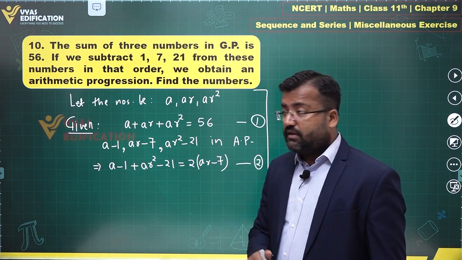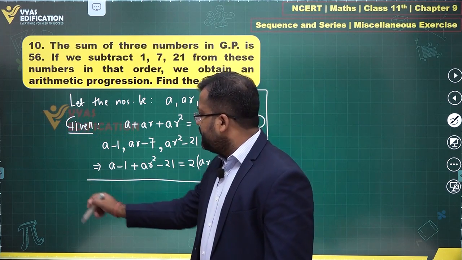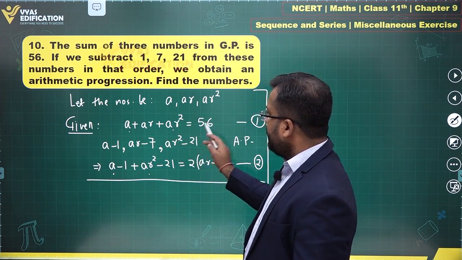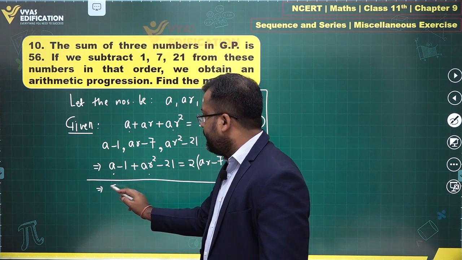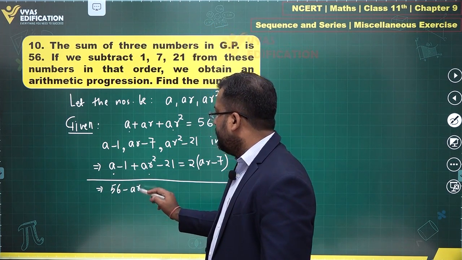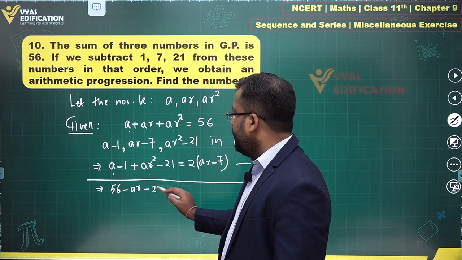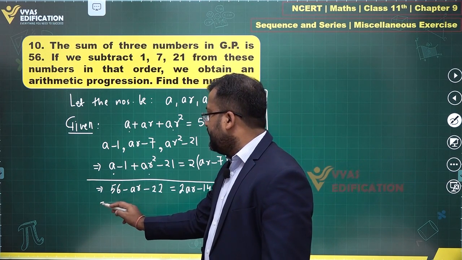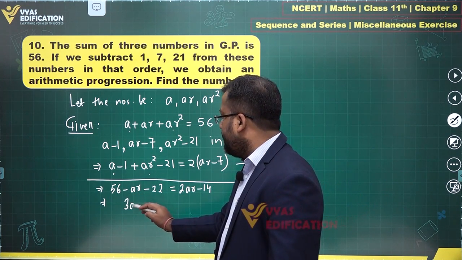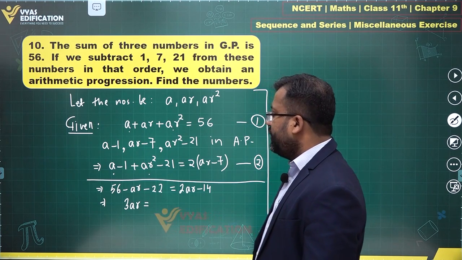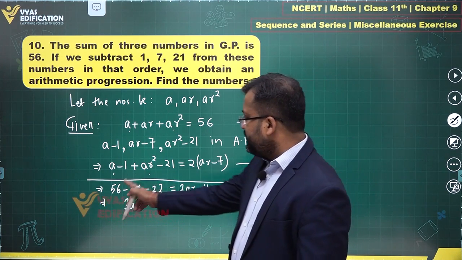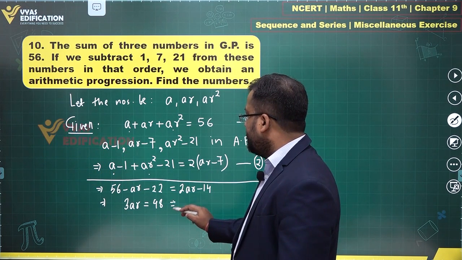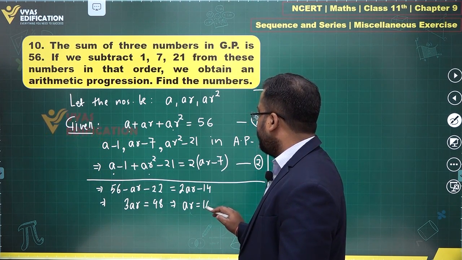How will we do that? This particular second equation can be simplified. We have A plus AR square over here, which can be done as 56 minus AR. Minus 21 minus 2 is minus 22, which is 2AR minus 14, and that obviously tells me 3AR will be equal to 56 minus 22, which is, this is 56 plus 14, 70 minus 22. 70 minus 22 will be 48. That tells me AR will be 16.